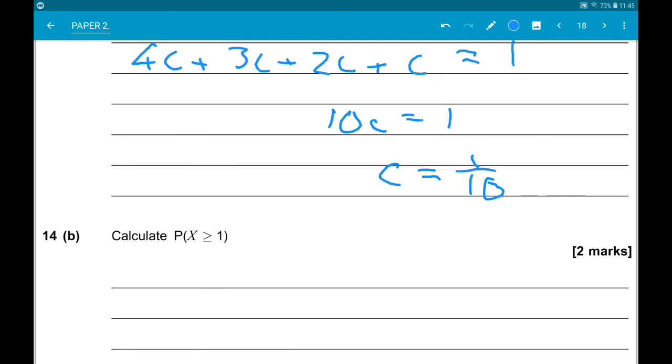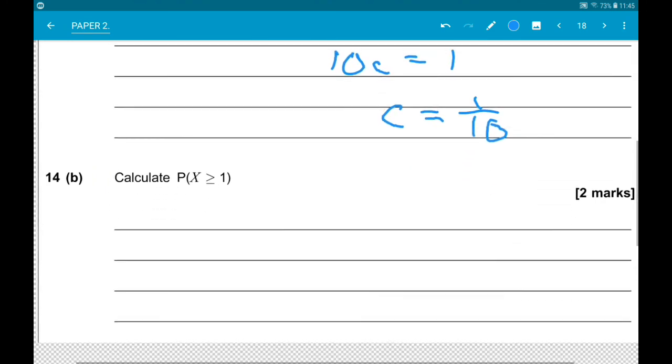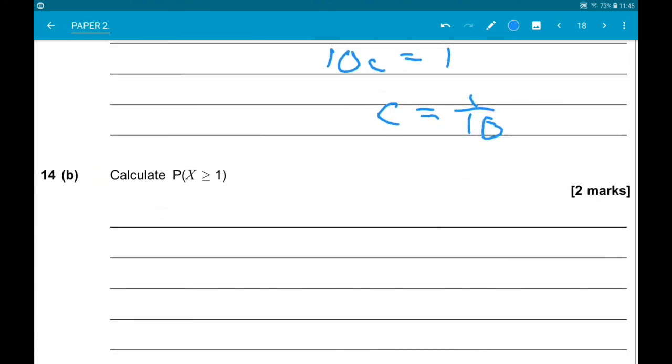Part B. Calculate the probability x is greater than or equal to 1. Okay, so x can only be 0, 1, 2, or 3. So the only probability we don't want is the probability x is 0. So we can say the probability x is greater than or equal to 1 is 1 minus the probability x is 0.